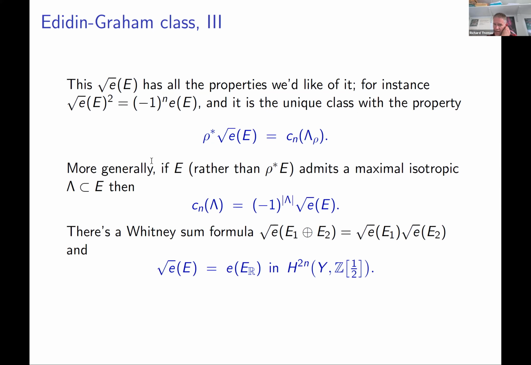It's just a nice Chow class that gives you the Euler class of real bundles. So it gives you one of the generators, the important generator in the cohomology of the classifying space of SO. This is a lift of it to Chow once you invert 2.